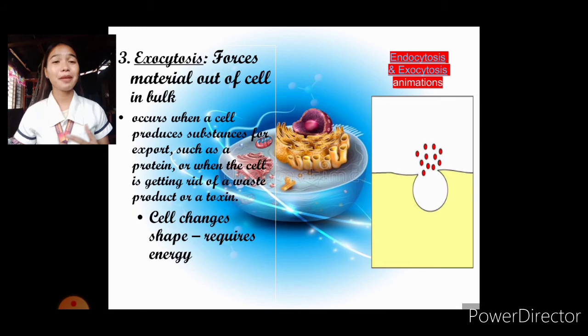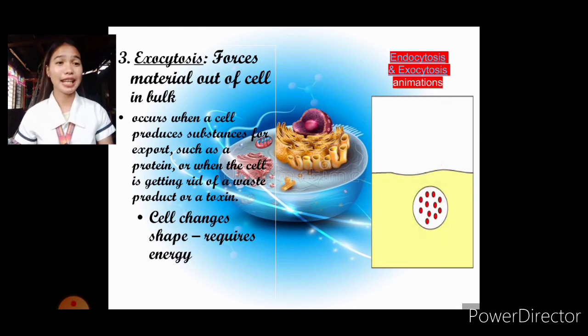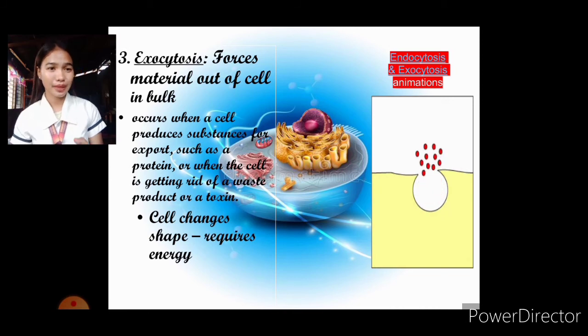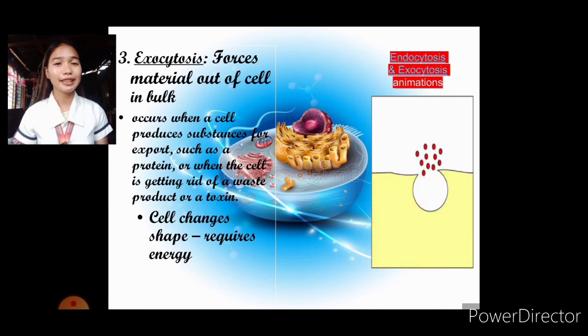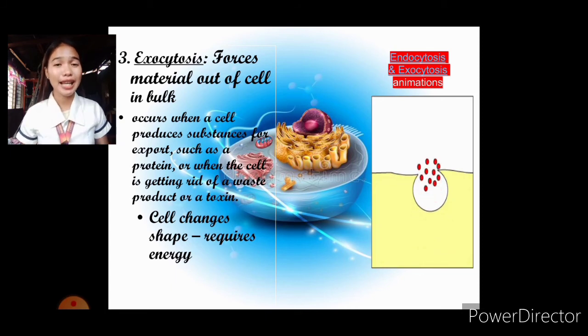It's forcing the material out of the cell in bulk. You can see in the figure on the right side that it is pumping out material in bulk. Did you all understand exocytosis? Okay, very good. Now, let's move on to tonicity. Do you have any idea about tonicity?